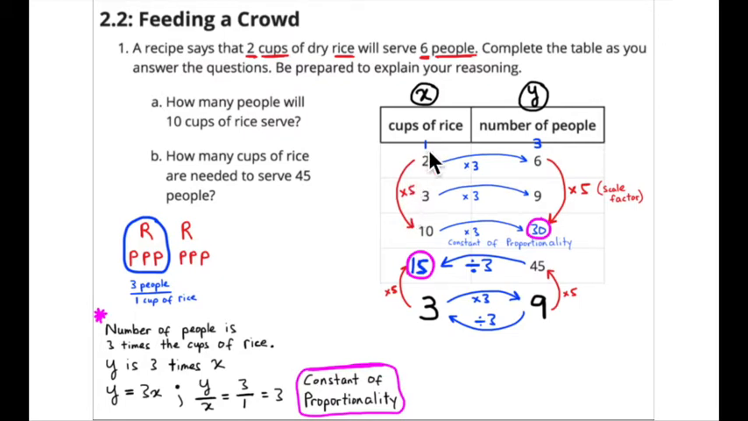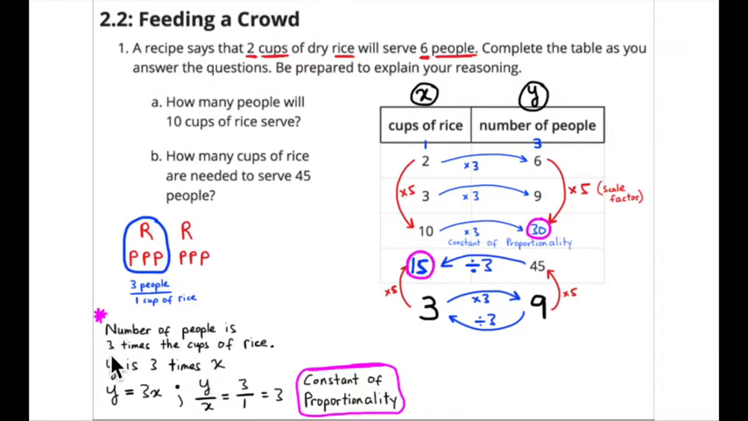If you want to get to 1 cup of rice, I don't think they ask you to do that anywhere. But if you want to get to 1 cup of rice, you can look at it as a cup of rice for 3 people, another cup of rice for 3 more people. So these are the 2 cups of rice for 6 people. But then if you simplify that, 1 cup of rice for 3 people. So it's 3 people for 1 cup of rice. That is the constant of proportionality.